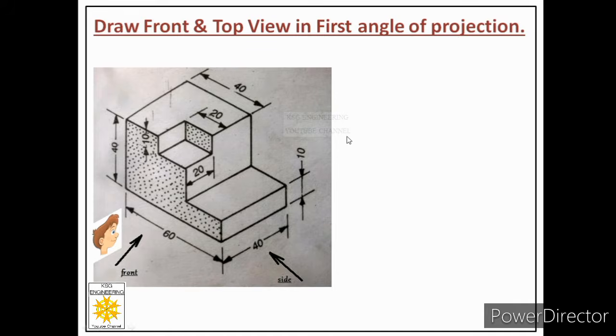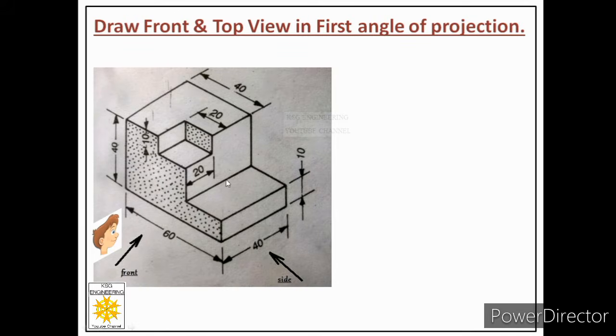That means we have to consider that the object is in the first quadrant and accordingly we have to construct both the views. And we know that in first angle of projection we draw the front view above the reference line and the top view below the reference line. So that pattern we have to follow in order to answer this particular question. So let us see what steps we need in order to draw these two views of this particular object.